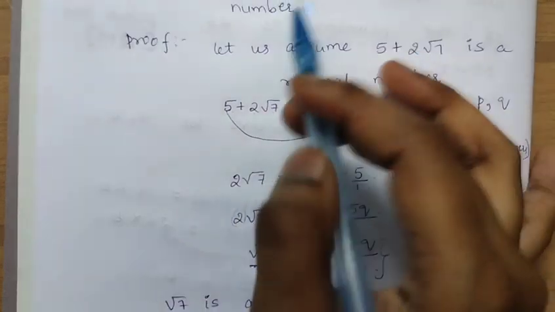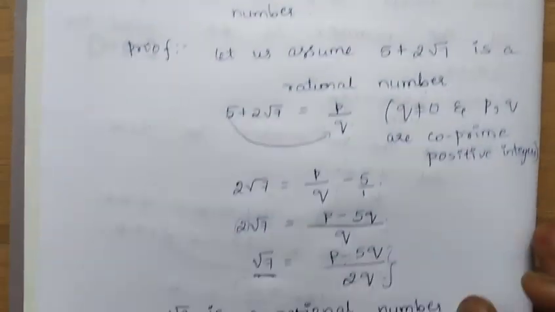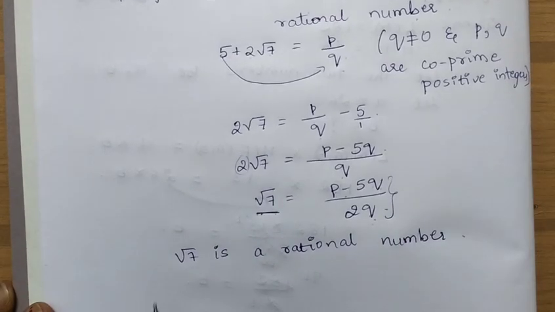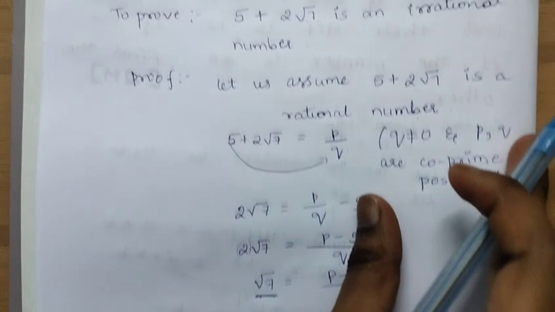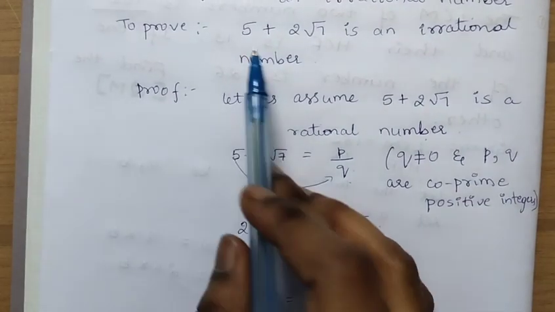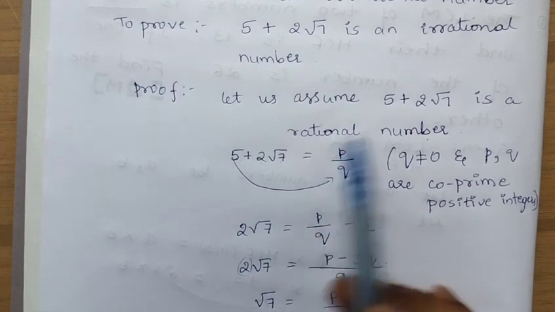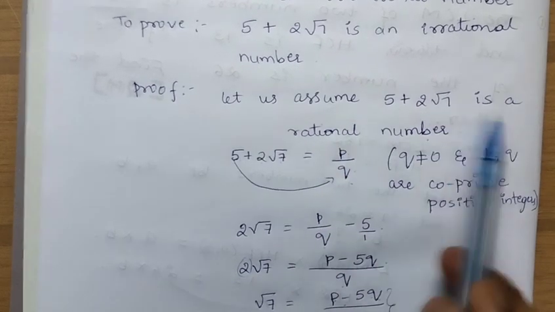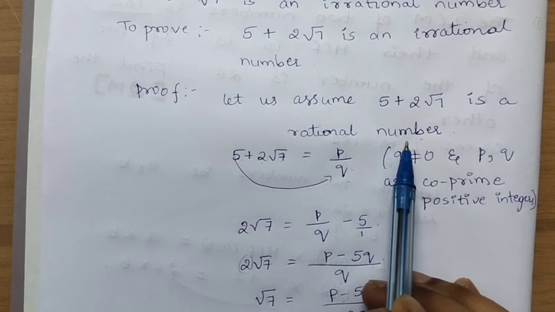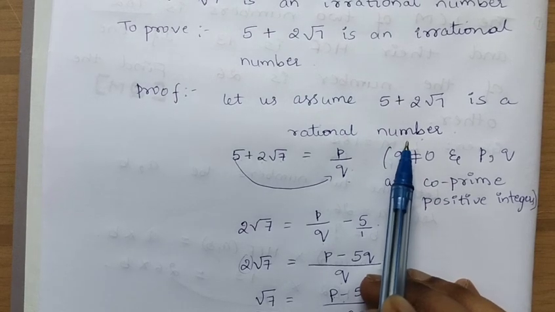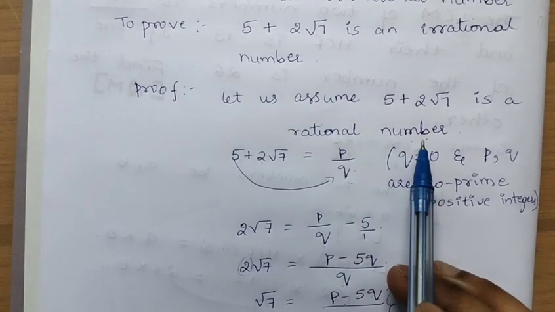This is contradictory to the given statement, that root 7 is an irrational number. So this tells that our assumption is wrong. We have assumed that 5 plus 2 root 7 is a rational number. Sorry students, we have assumed that 5 plus 2 root 7 is a rational number. This assumption is wrong. Therefore, 5 plus 2 root 7 is an irrational number.